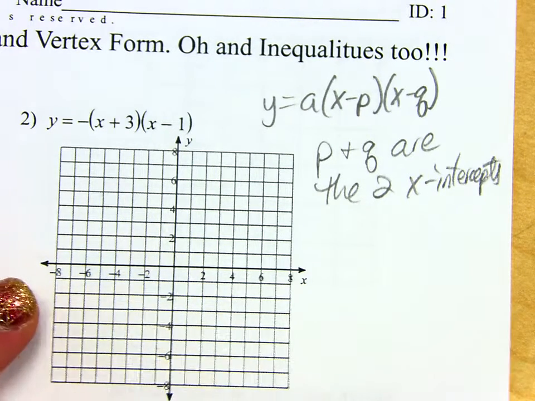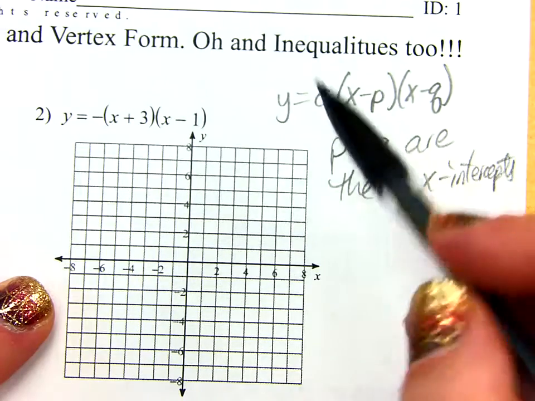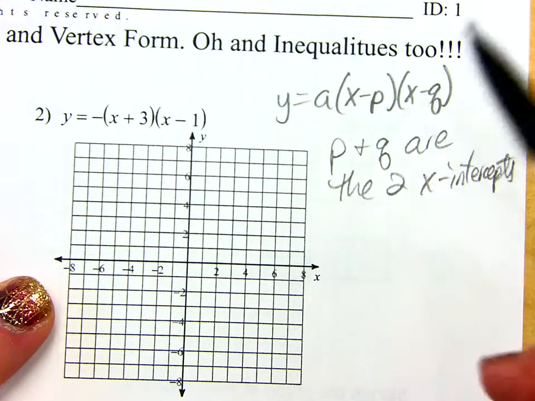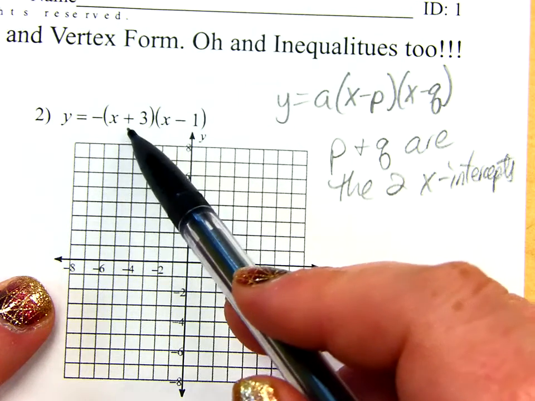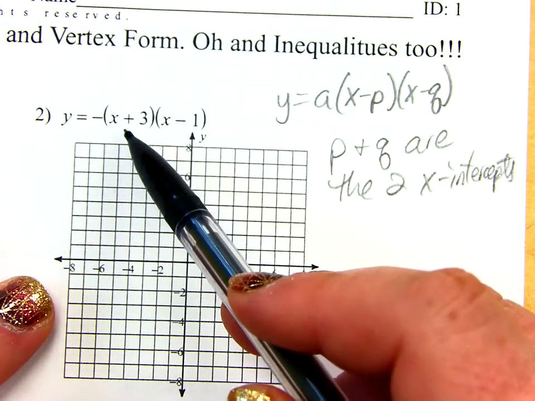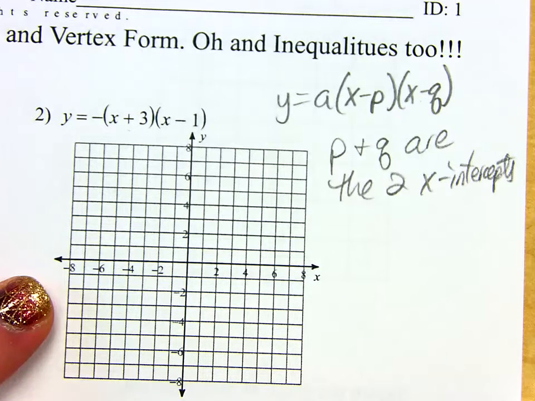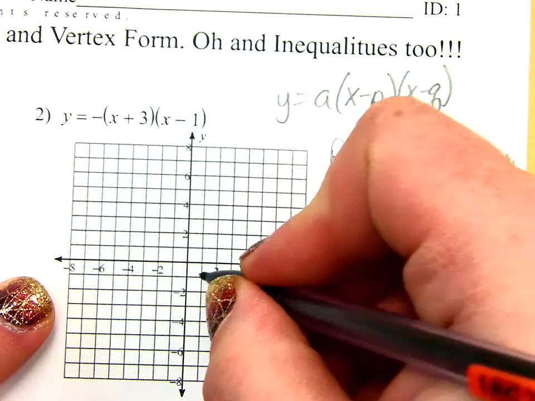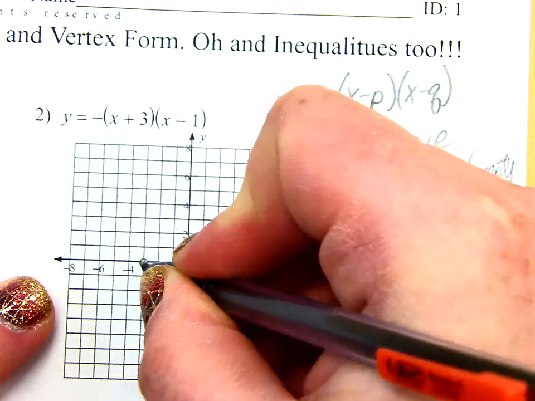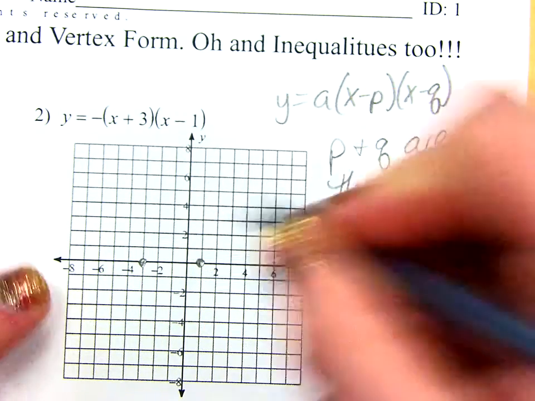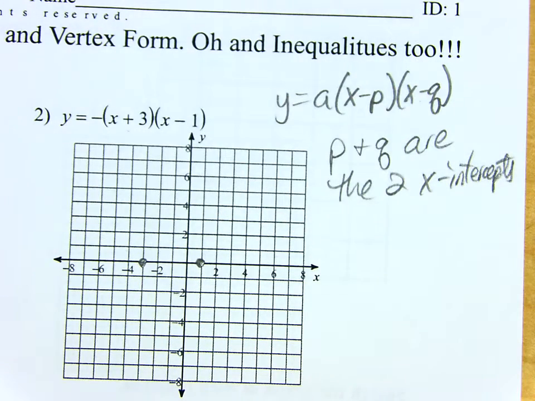P and Q. Let's look at this example. So notice that they're both minuses though. And it makes sense because normally when I'm solving, I'm setting each one equal to 0. So the solution to this is actually -3 and +1, right? So +1 and -3 are where this thing crosses the x-axis. So I get those 2 points basically for free.